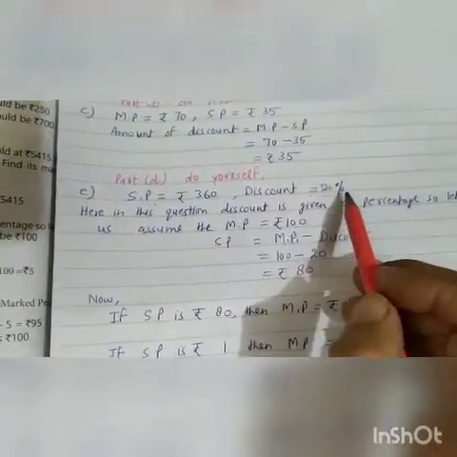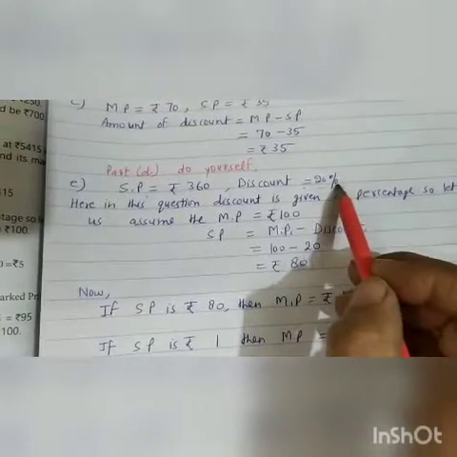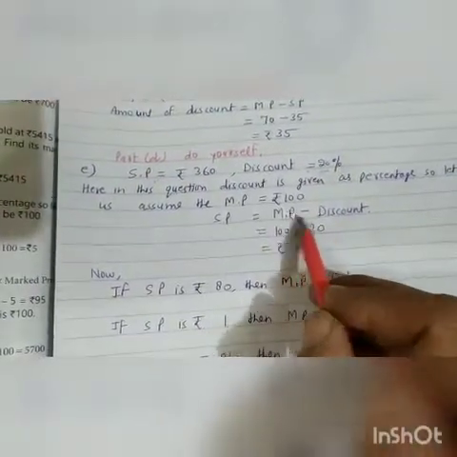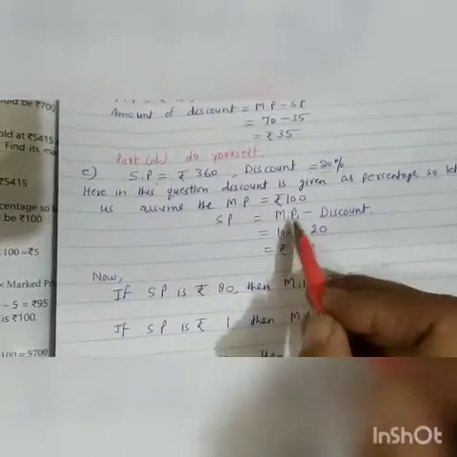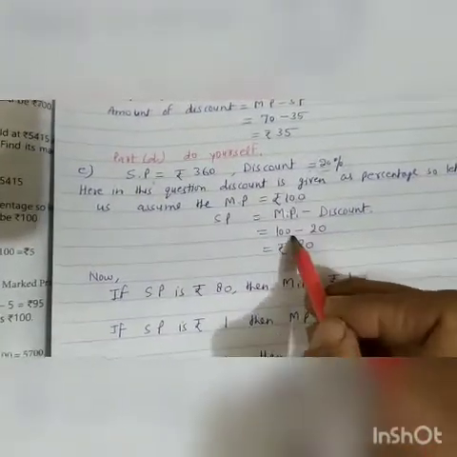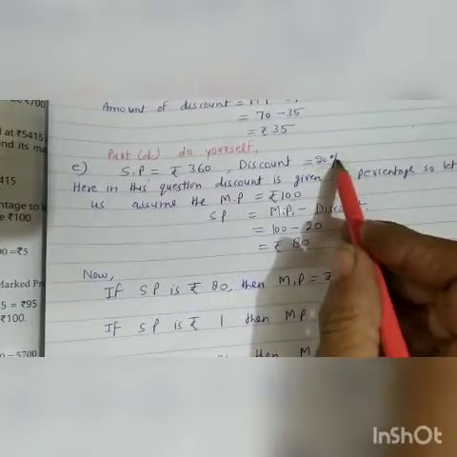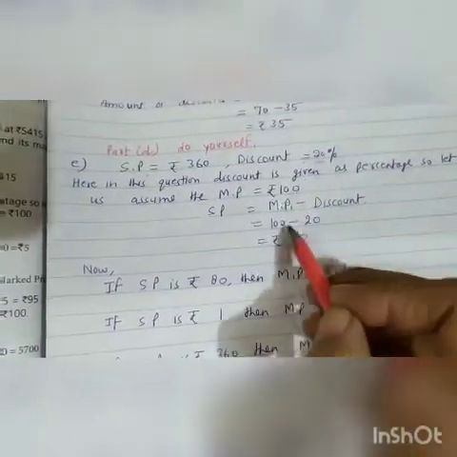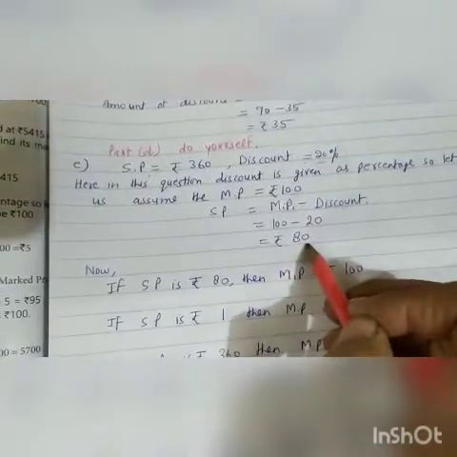20% means if the mark price is 100 rupees, then the discount is 20 rupees. So selling price is equal to mark price minus discount. Mark price is 100, we are assuming, minus discount 20%. Percent means on 100 rupees you are getting a 20 rupees discount. So 100 minus 20 is 80 rupees.